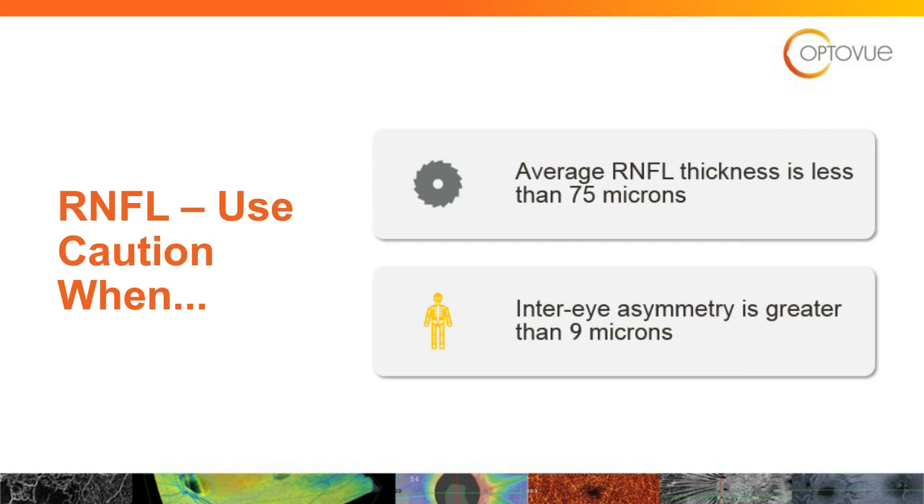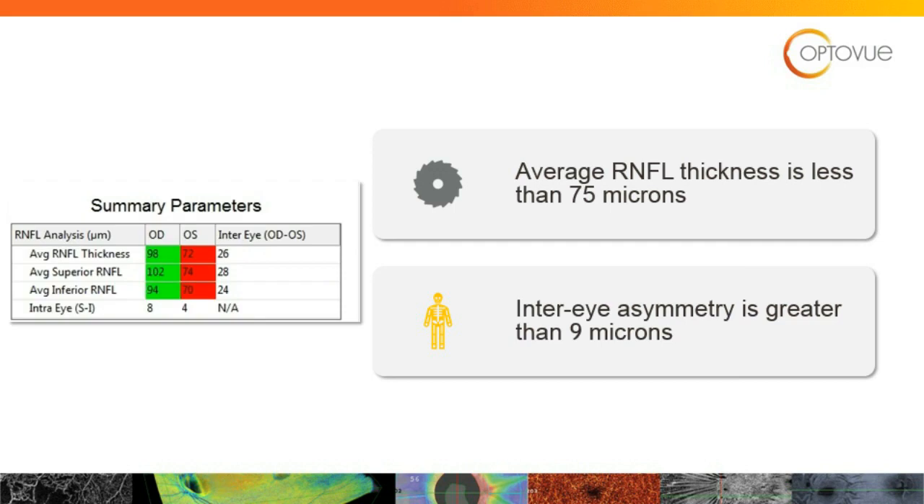So when we're assessing nerve fiber layer, use caution when the average nerve fiber layer thickness is less than 75 microns. So certainly that would raise a red flag. Or if the inter-eye asymmetry is greater than 9 microns, that should also be a red flag. So here we have an example on our left of some of those summary parameters. We can see the right eye in green and the left eye in red.